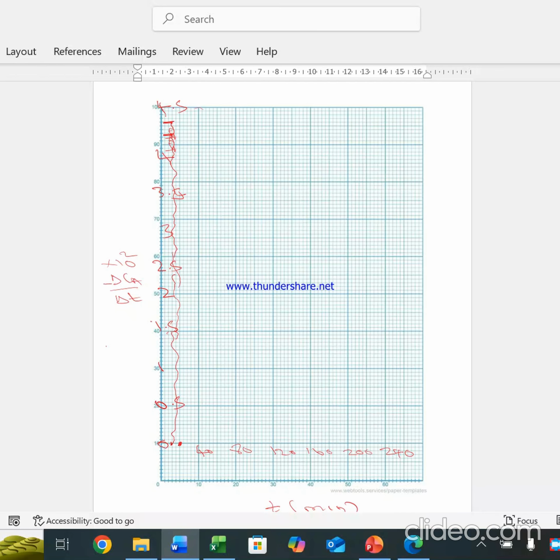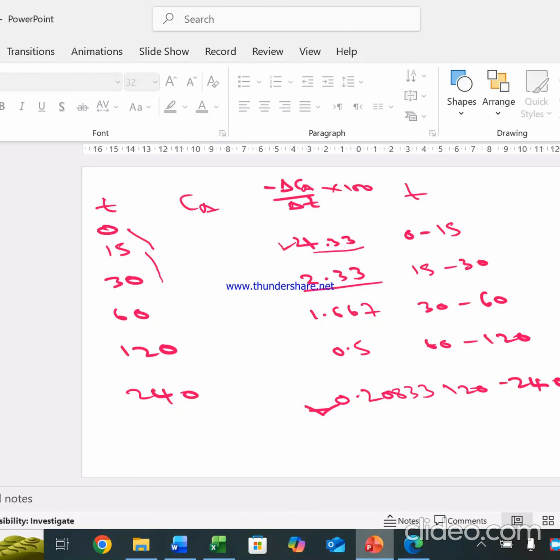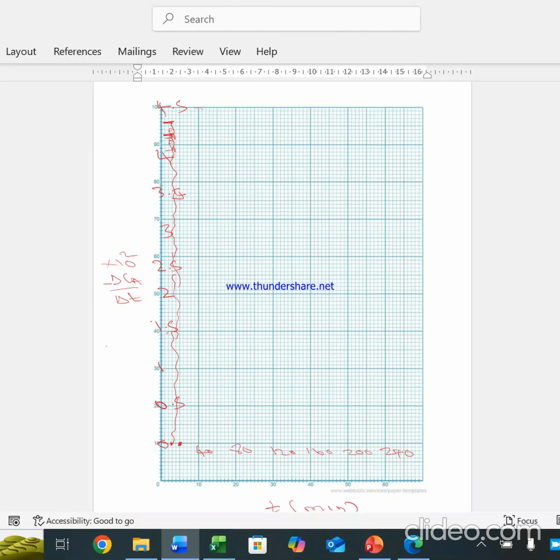Don't mind the zigzag, the touch pen is not very stable. So the second plot, that is the first histogram. The second one is between 15 and 30. I'm going to plot 2.33. So 15 and 30, remember, this is 30 points. So I'm going to plot 2.3 between here. Then the next point is, sorry, the graph is not very smooth, and I can't help it for now.